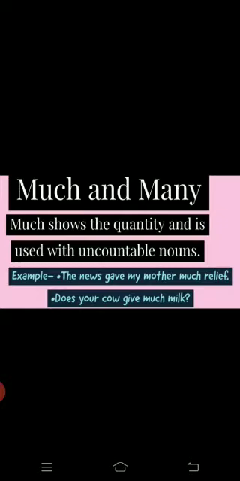Now let us see the difference between much and many. Much shows the quantity and it is used with uncountable nouns. Example is written over here. The news gave my mother much relief. Does your cow give much milk?